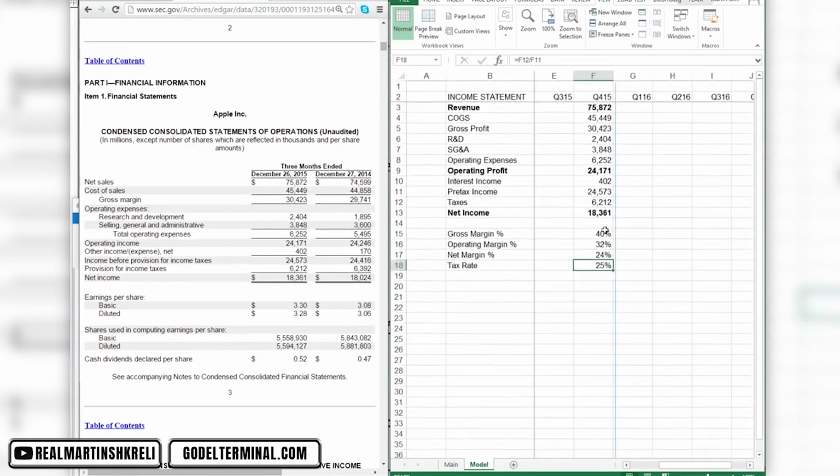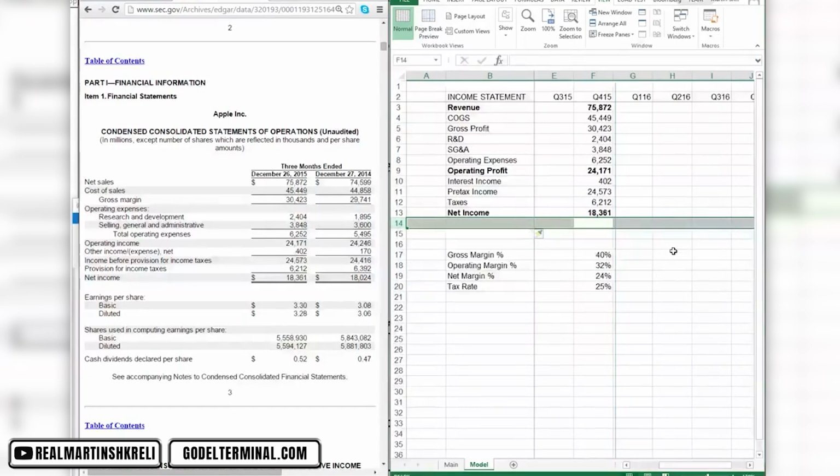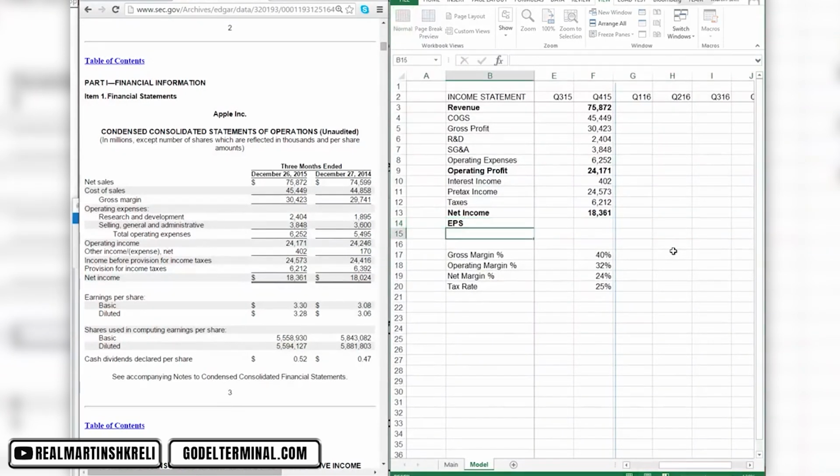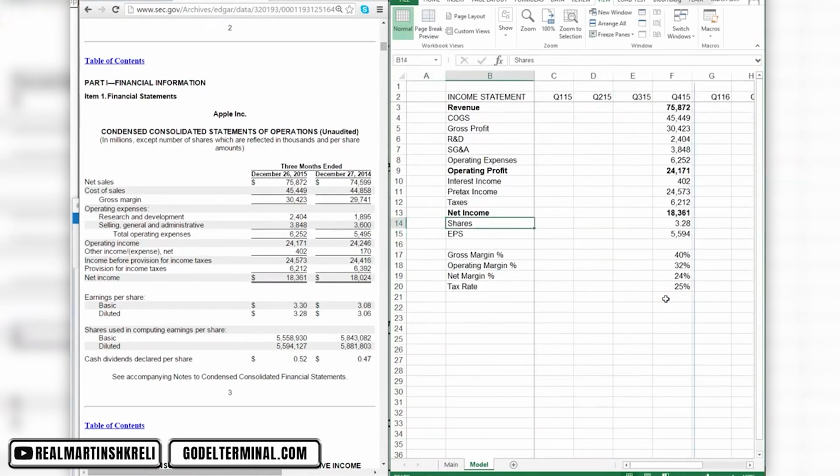And then we can think about it on a per share basis. So what's the income per share or earnings per share, EPS? Well, we have to write down how many shares there are. There are 5,594,127 shares. So the earnings per share is $3.28. Okay, so that's sort of Apple's income statement for Q4.